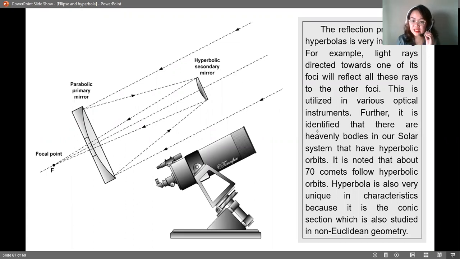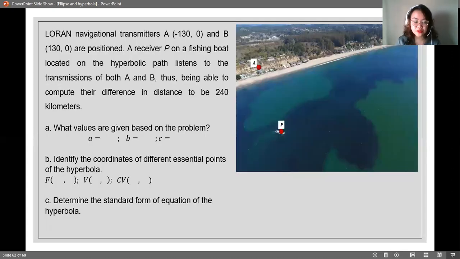Further, it is identified that there are heavenly bodies in our solar system that have parabolic orbits. It is noted that about 70 comets follow hyperbolic orbits. Hyperbola is also unique because it is the only conic section which is also studied in non-Euclidean geometry. So this is the word problem that we have.